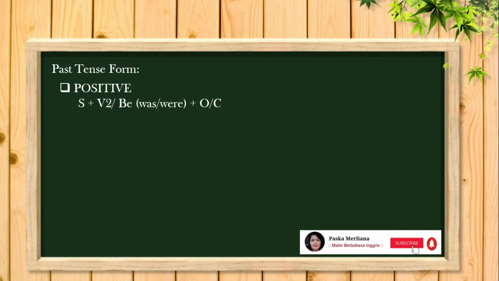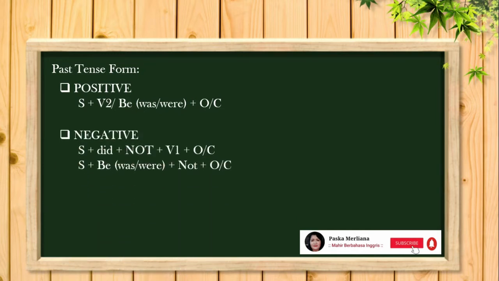Well, in this chance, I would like to explain the detailed formula for these tenses. Kita akan bahas satu persatu rumus dari pembentukan kalimat past tense dan juga present perfect. Okay. Untuk past tense, ya, you may see the positive form. Untuk kalimat positif, ingat past tense itu menggunakan verb 2 atau bentuk past, yaitu subject plus verb 2 or be, was or were, followed by object or complement.